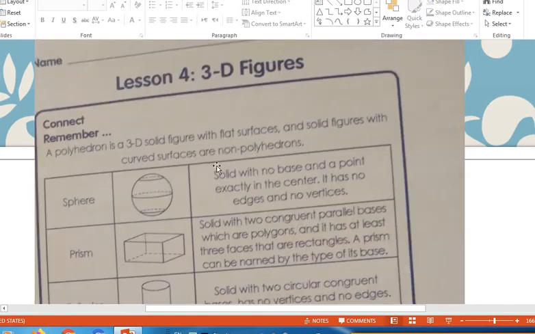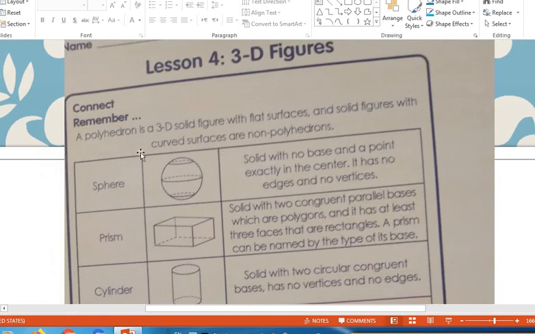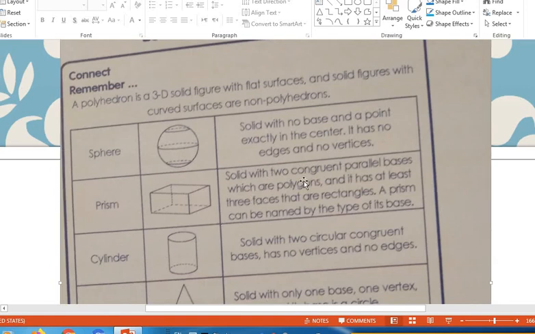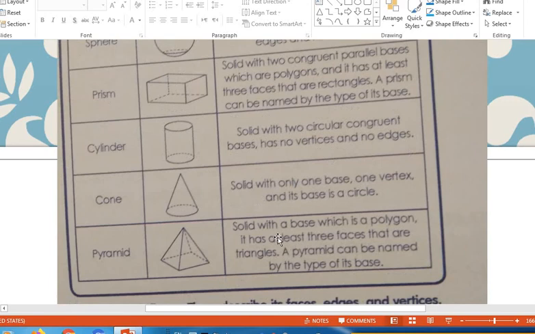This is more clear. A polyhedron is a 3D solid figure with flat surfaces, and there are solid figures with curved surfaces. I have here the sphere, solid with no bases and a point exactly in the center. It has no edges and no vertices. Prism, solid with 2 congruent parallel bases. As I told you, the definitions.